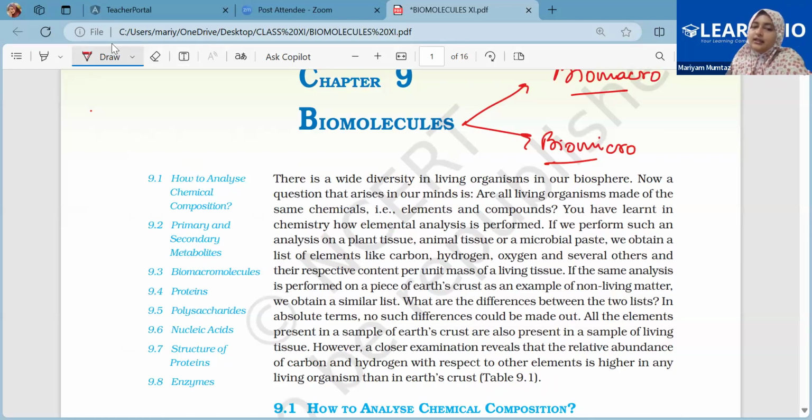Now, if we do a chemical analysis as to what are the components for plants and animal tissue, we'll find majority of things coming out of them. So, if we perform such an analysis on plant tissue, animal tissue, or on a microbial paste, we obtain a list of elements such as carbon, hydrogen, oxygen, and several others, and their respective content per unit mass of a living tissue. If the same analysis is performed on a piece of Earth's crust as an example of non-living matter, we obtain the similar list because it's there on the Earth's crust as well.